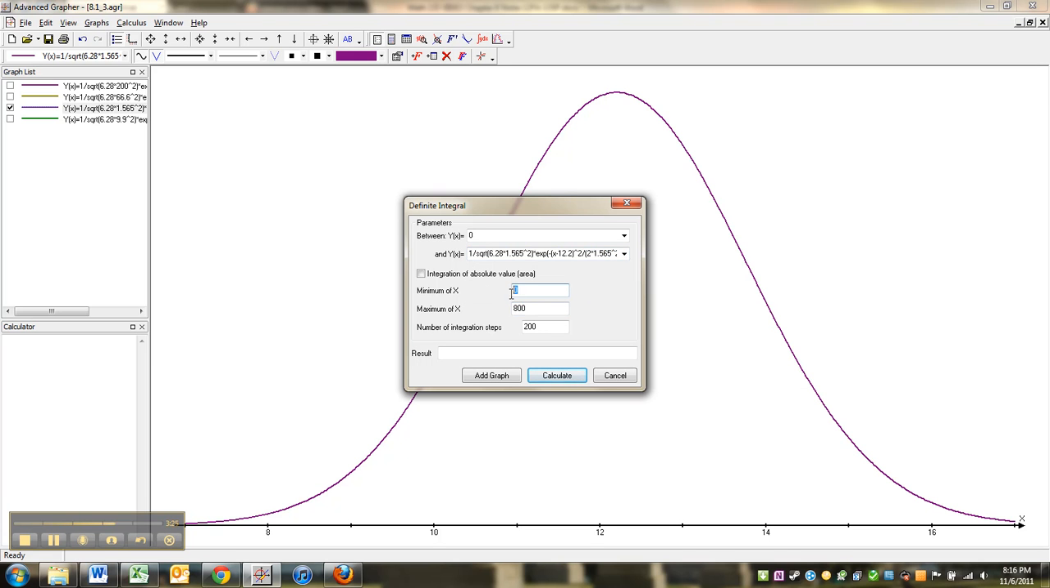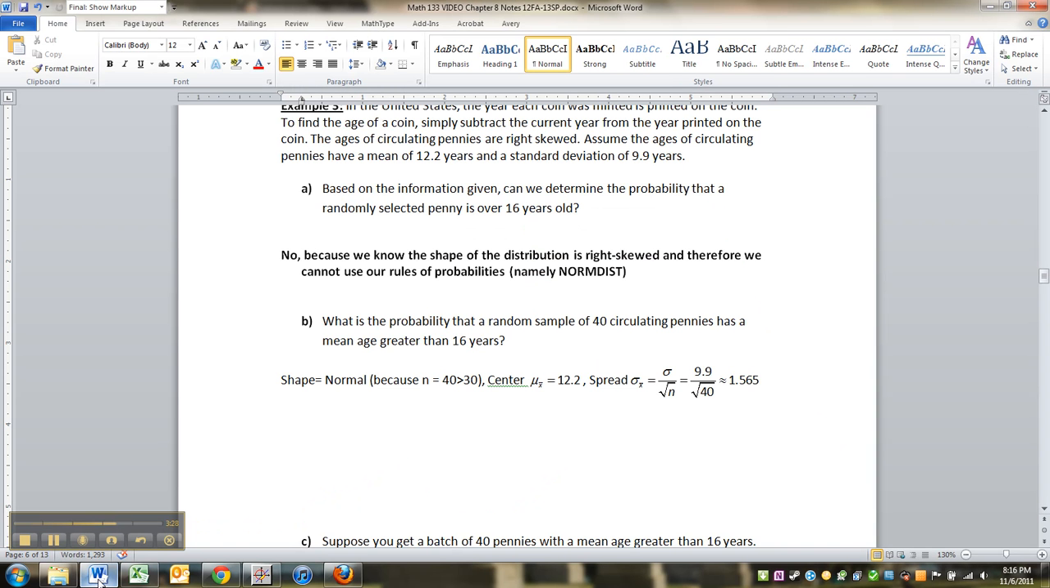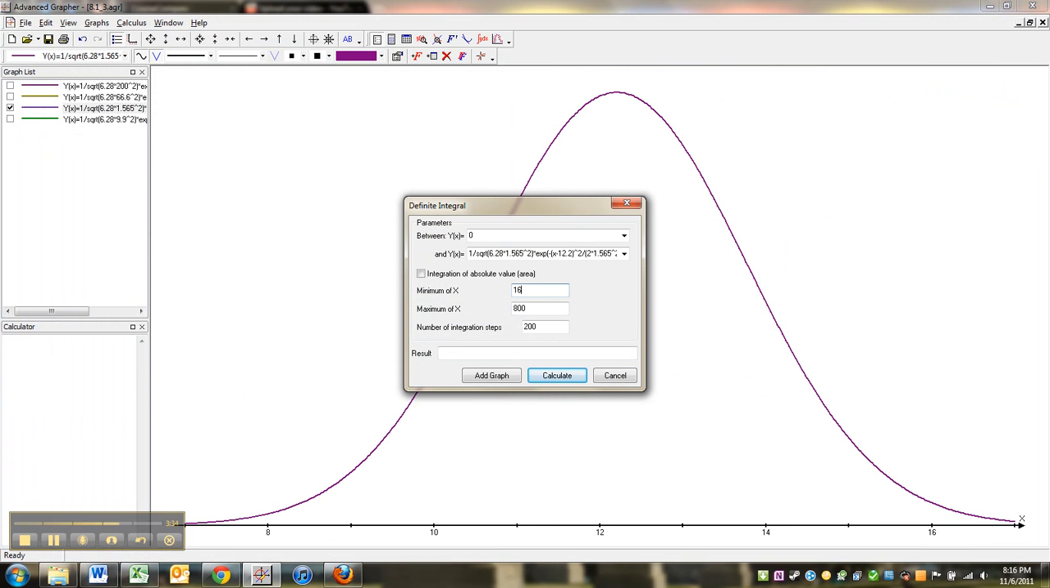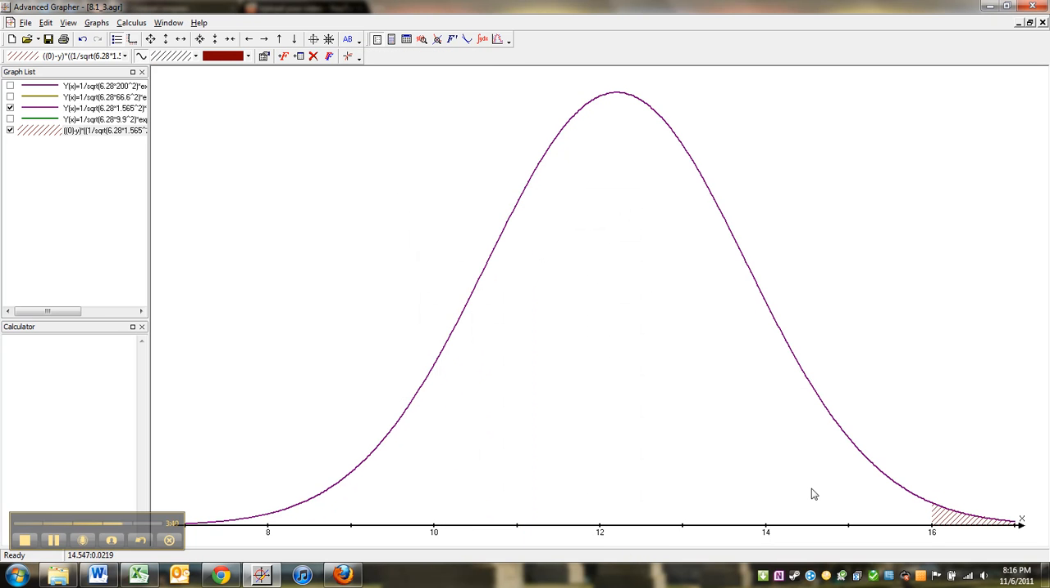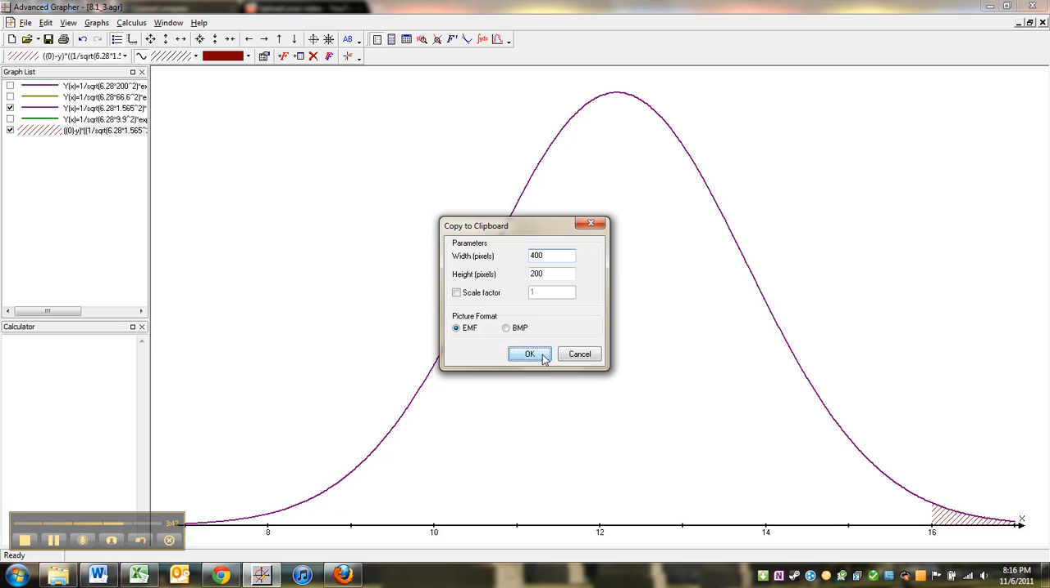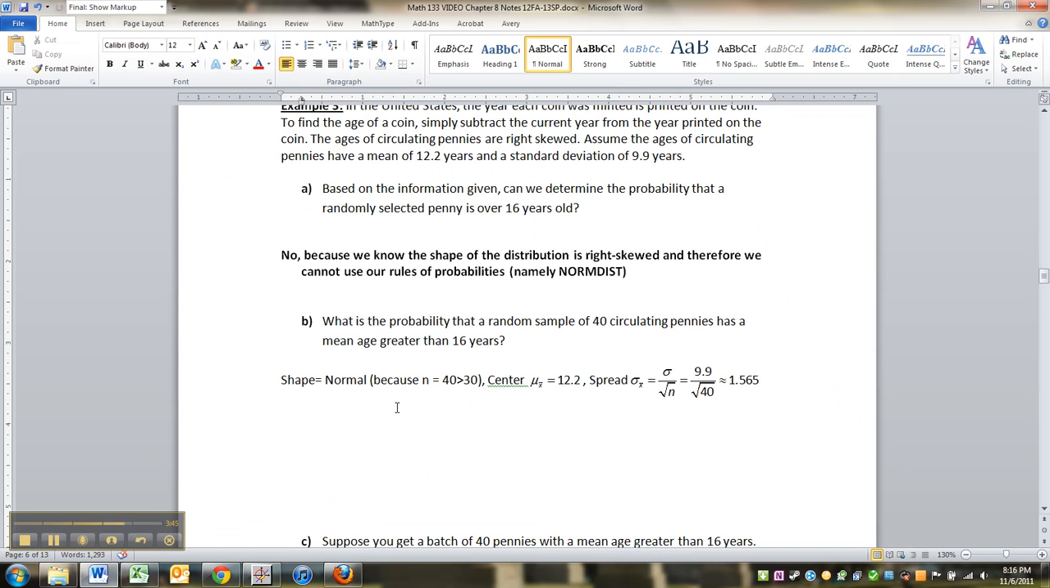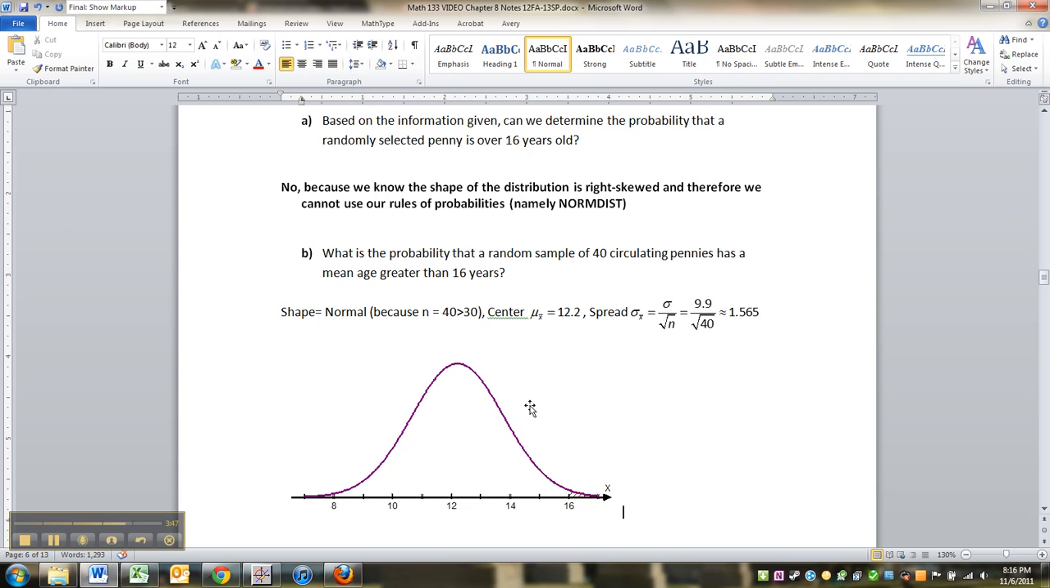And they wanted it to be how? A random sample with a mean age greater than 16. Okay, so I'm going to go from 16 to, and I'm just going to pick a really big number here. Add the graph. Okay, there it is, that little bit in the tail. I'll copy and paste it into the notes so you can get a sense of it. So it's not very much, just a little bit over there.